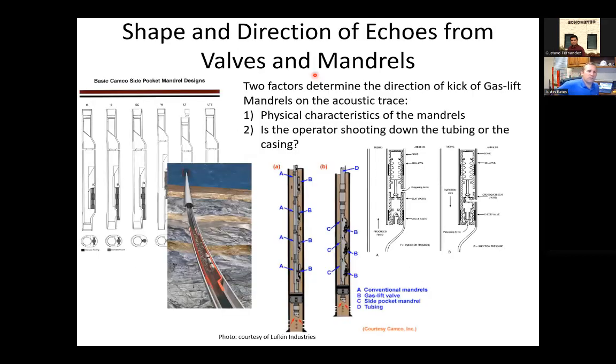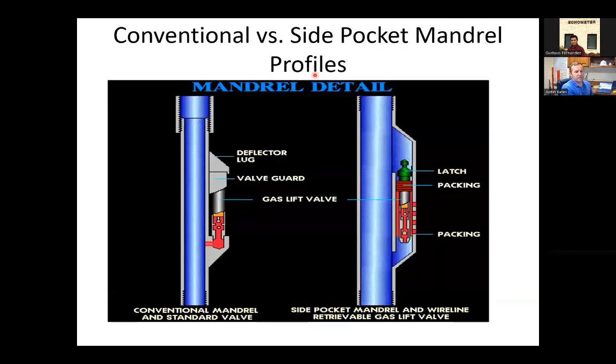So one of the things that we're going to talk about first is direction of kick. And when we're talking about gas lift mandrels, the direction of kick will matter, because what do we know? Well, we have conventional mandrels, where you ultimately have to pull out the entire tubing string in order to change out the gas lift valves, versus side pocket mandrels. I'll go to this slide because it shows it a little better. With conventional mandrels, the gas lift valve is permanently mounted to the side of the mandrel, versus a side pocket mandrel, where the gas lift valve can be removed from inside the mandrel using wire line and a kickover tool.